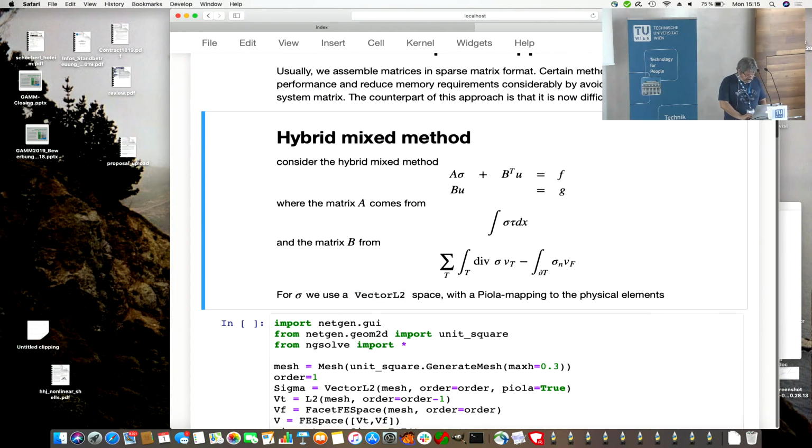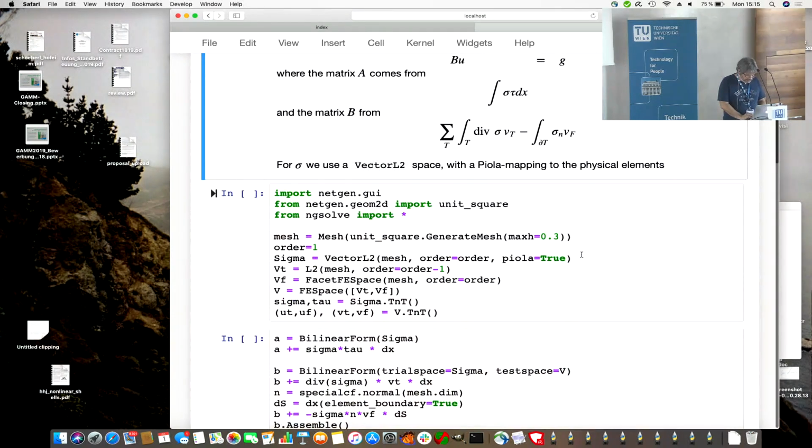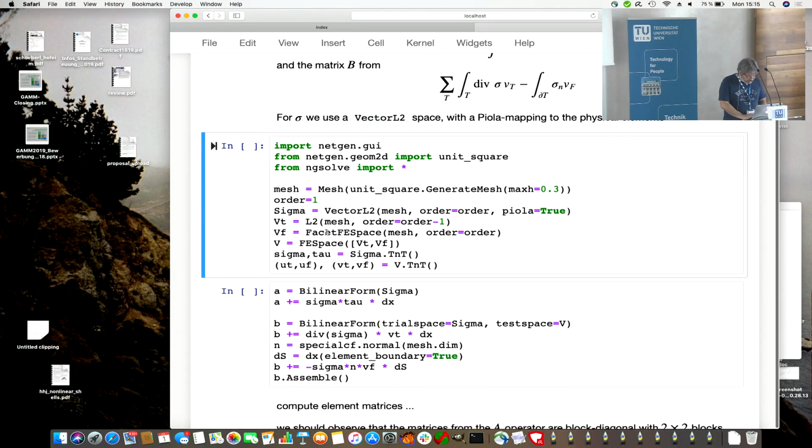As an example, I want to do a hybrid mixed method. Sigma is a local discontinuous HDiv variable. The U variables are the element polynomials L2 and facet polynomials. Okay, so we build the sigma space. I build the sigma space as a discontinuous HDiv space.